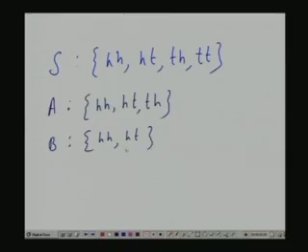This is a subset where the first toss always gives you H, and likewise. Okay. All right. That takes us to set operations, which I will do on the next page.